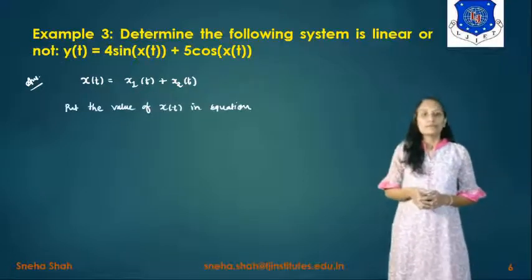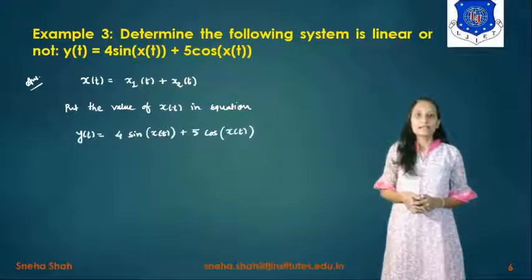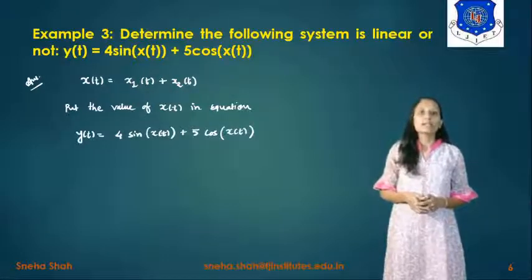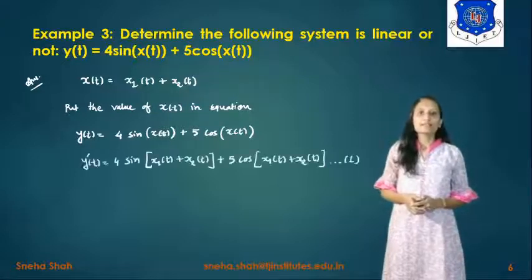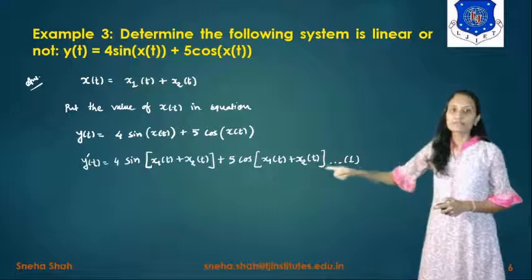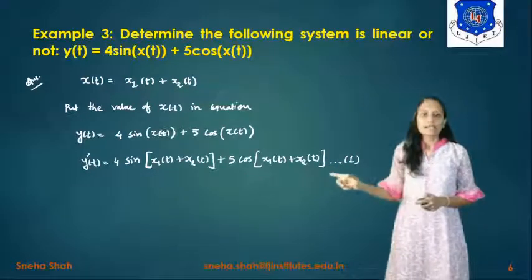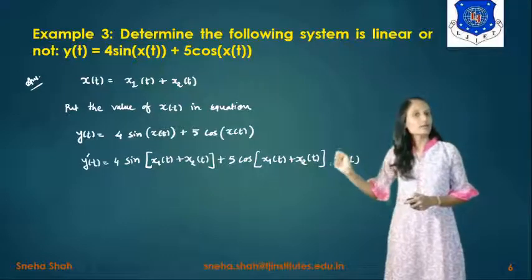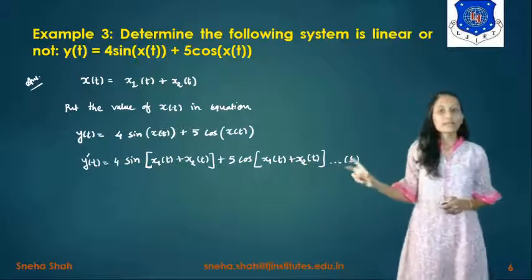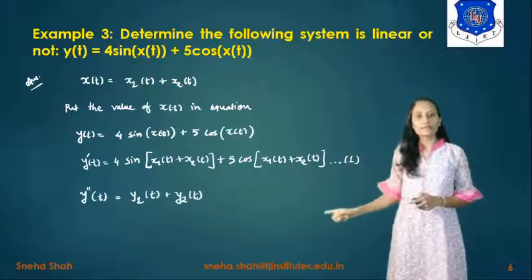So what is the value of y dash of t? y dash of t will be 4 sin of x1 of t plus x2 of t, plus 5 cos of x1 of t plus x2 of t. So this is equation number 1. Now in this we have taken the input as a combination of two inputs. Now we have to take the output as a combination of two outputs. It means we take y double dash of t equals y1 of t plus y2 of t.